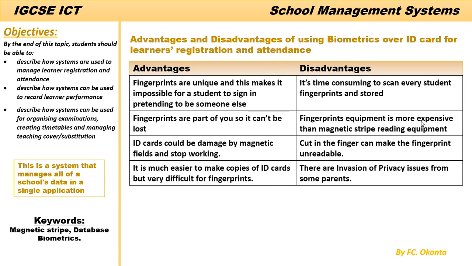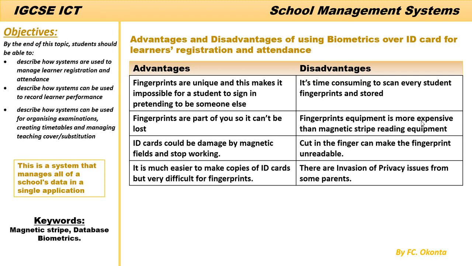You can see here that fingerprints are unique. That is an advantage. Fingerprints of the students will be unique, so it's not possible for students to give somebody else their fingerprint. It's unique, and the fingerprint is always with you. It cannot be lost. ID cards can get misplaced. You can misplace your ID card, but you can't misplace your fingerprint. But the disadvantage there is that if there's a cut in the fingerprint, that can make you not be able to register, because the fingerprint reader may not be able to read your fingerprint.